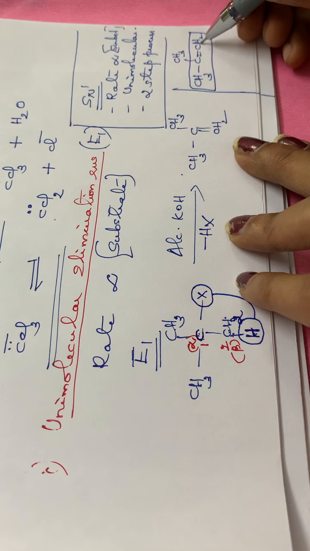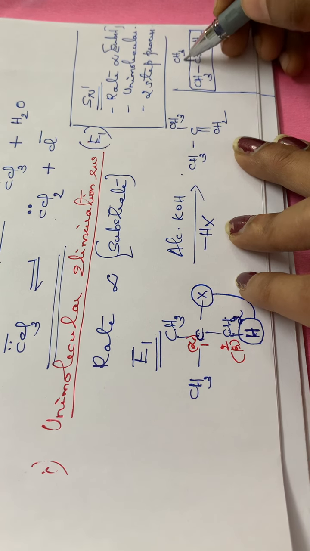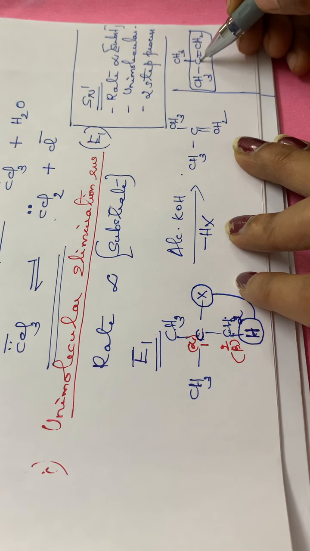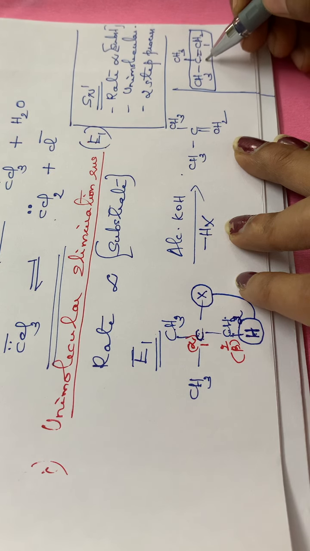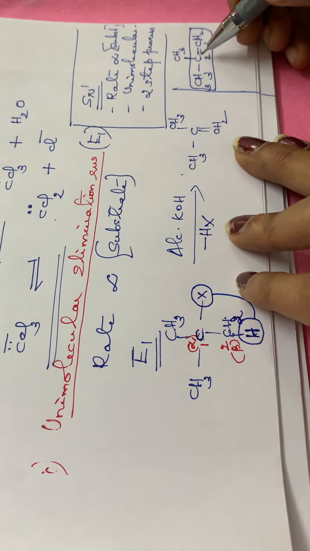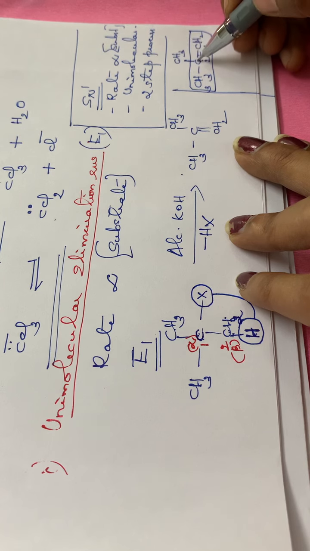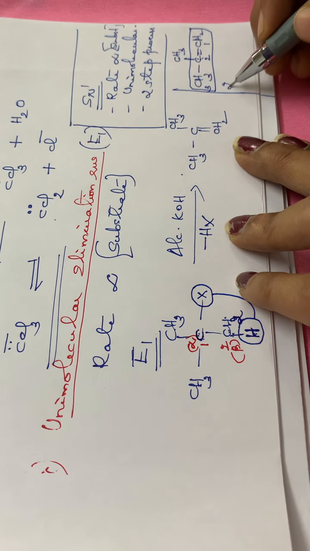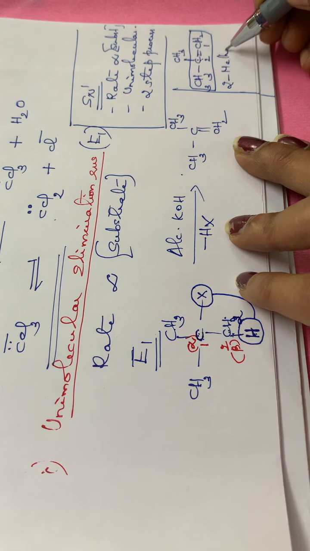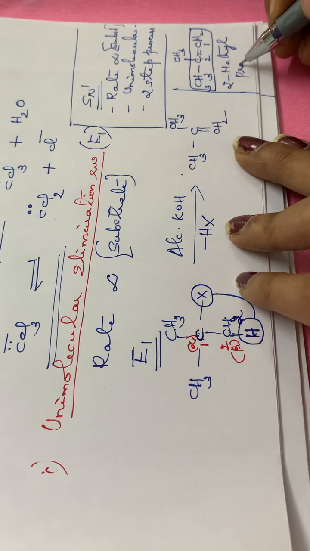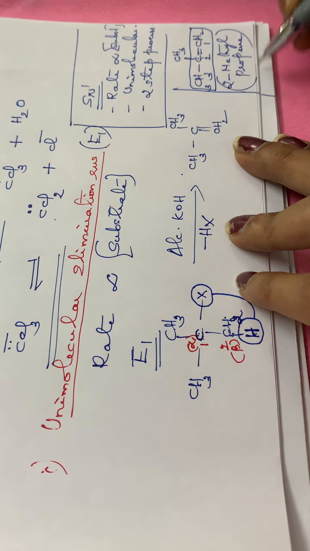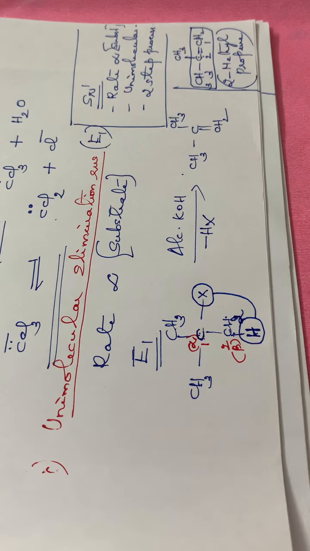So this is propene, and there is a substitution at the second position. This is the first carbon atom, second carbon atom, third carbon atom. At the second carbon atom, there is a substitution by a methyl group. So the compound is 2-methyl propene.